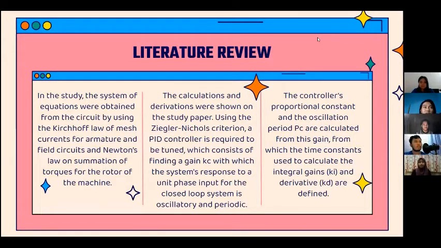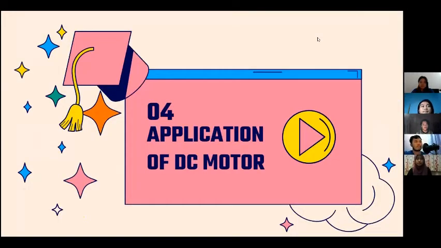Using the Ziegler-Nichols criterion, a PID controller is required to be tuned, which consists of finding a gain Kc, with which the system's response to a unit step input for the closed loop system is oscillatory and periodic. The controller's proportional constant and the oscillation period, Pc, are calculated from this gain, from which the time constants used to calculate the integral gain Ki and the derivative gain Kd are defined.